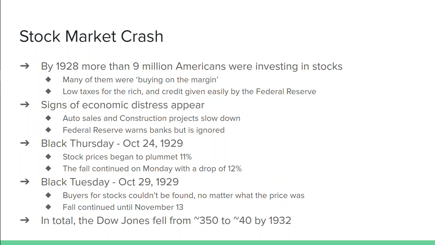By the time we get to Tuesday, October 29th, the bottom falls out of the market. Stock market just plummets off a cliff. People could not get rid of their stocks because nobody was buying anything. This free fall is going to continue until November 13th. We've got more than 2 weeks of just plummeting prices. By the time it's all over, the stock market has lost about 70% of its value. In other words, that dollar in your pocket is now worth 30 cents.